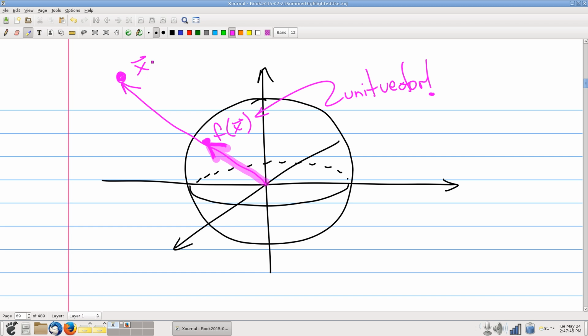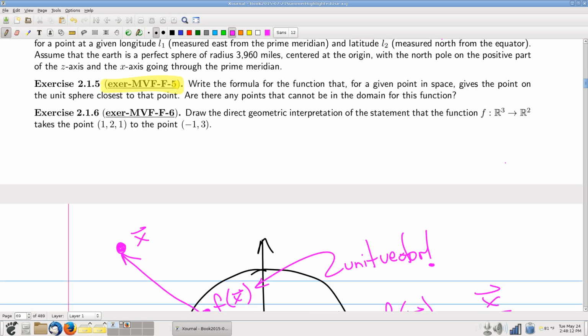And in fact, we know that there is exactly one, except in the case of the zero vector. But other than that, there is exactly one vector that is a unit vector pointing in the same direction as x. And so that pretty much tells me the answer: f of x, being the unit vector pointing in the direction of x, is x divided by the magnitude of x.